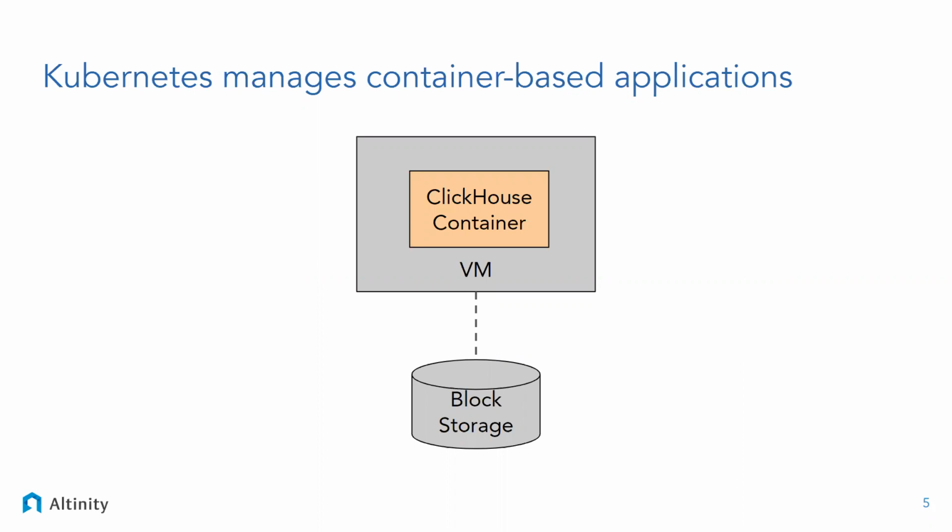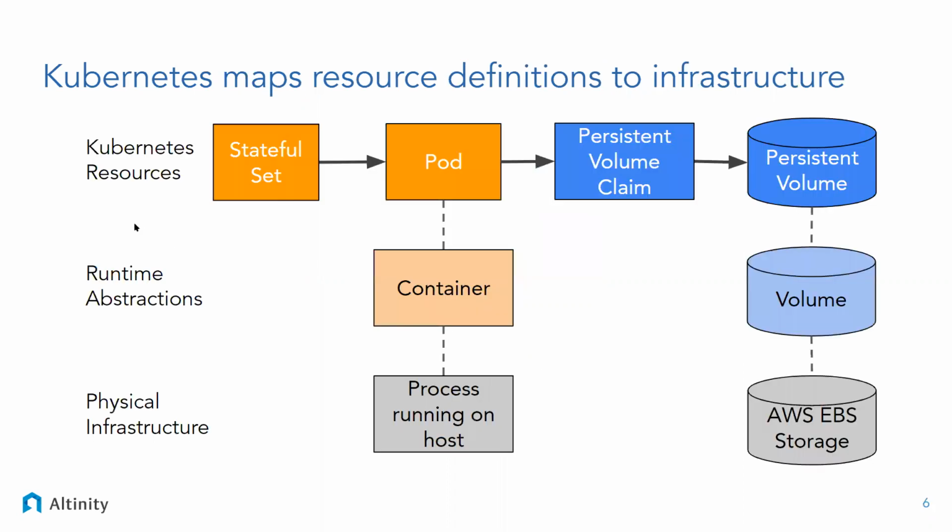If you're just running this, you probably wouldn't use Kubernetes, but it's a good starting example because it gives us a way of describing and understanding how Kubernetes actually implements an application. What Kubernetes does as part of this container orchestration is map resource definitions to infrastructure. If you haven't used Kubernetes before, or if you're new to it, you'll come in and there's just a bunch of different kinds of resources, things like stateful sets, pods, persistent volume claims. These are basically building blocks for distributed applications.